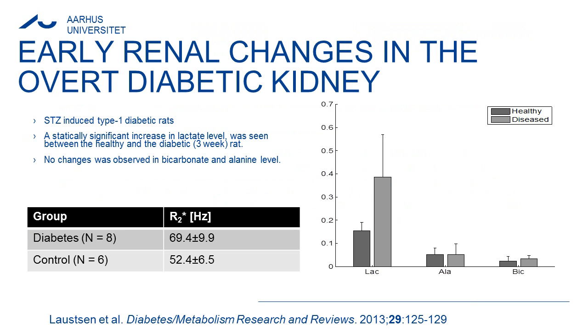So using hyperpolarized pyruvate, we were able in our group to show that we have a pseudohypoxic condition already early in the diabetic rat kidney. We used the STZ-induced type 1 diabetic rat, and we saw a significant increase in the lactate level already within 3 weeks of induction of diabetes. We saw this 150% increase in the lactate pool, and we saw a lower oxygen availability in the diabetic kidney when we compared it to the healthy kidneys. We also saw that the alanine and the bicarbonate pool was unchanged.